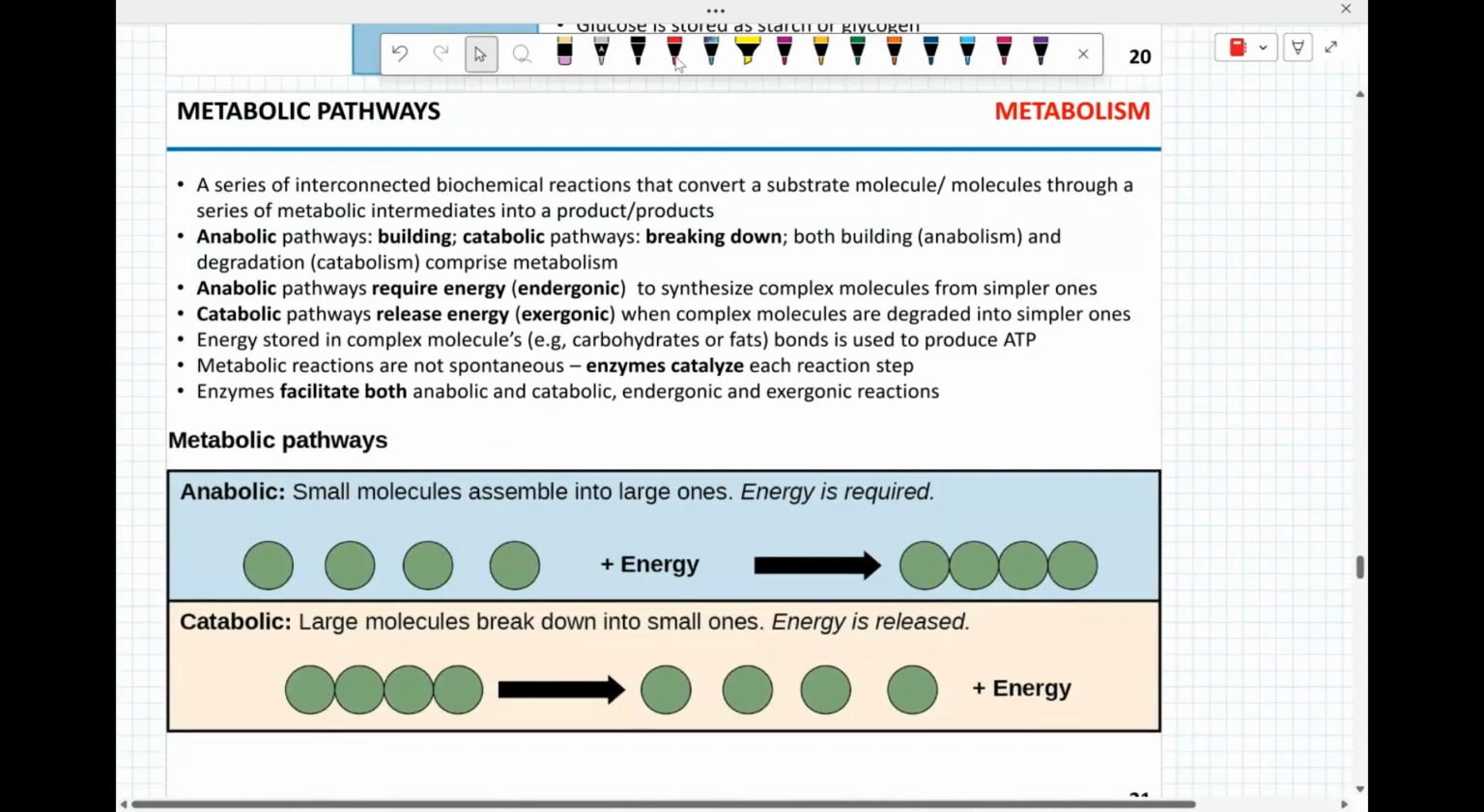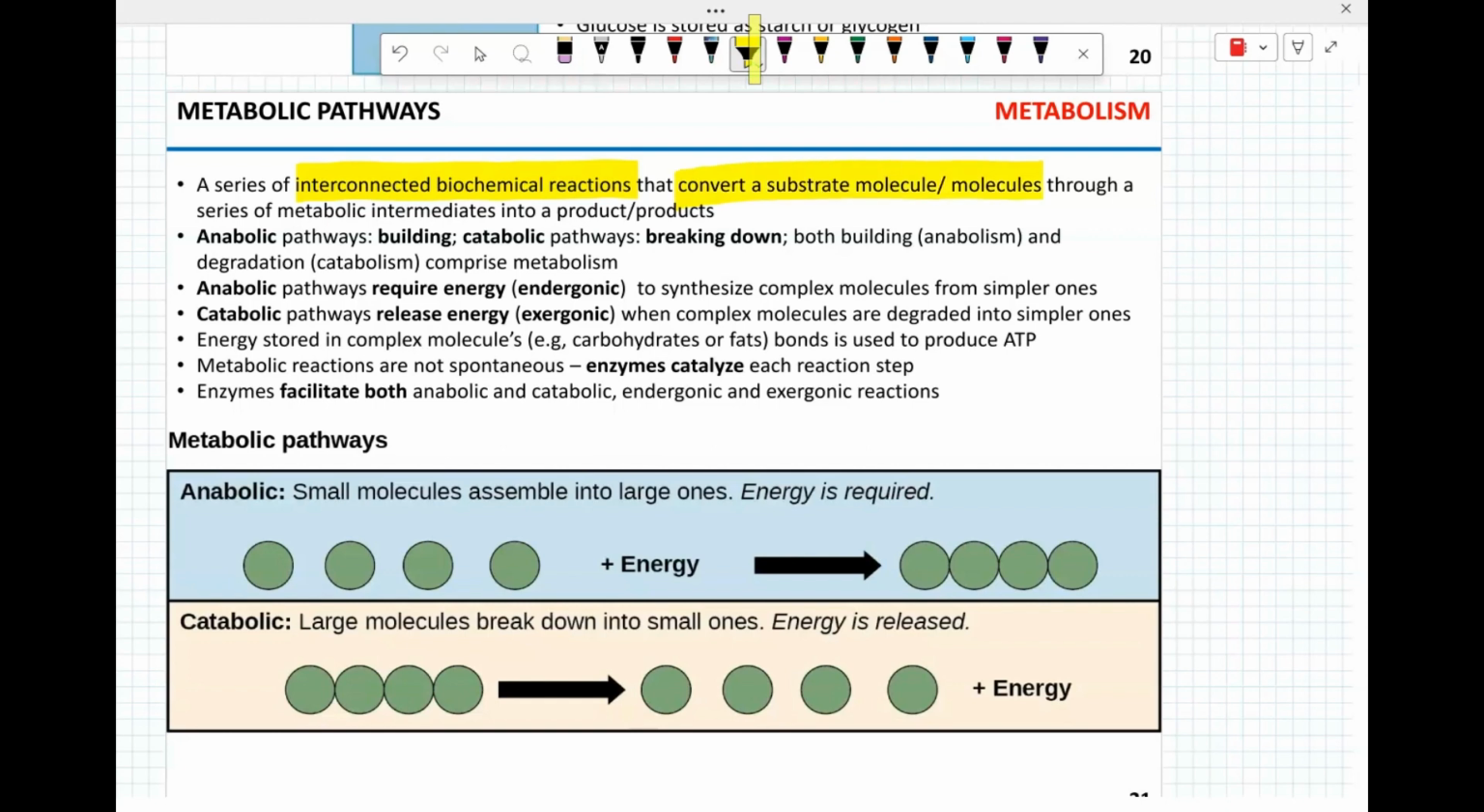All metabolism in the cell can be described as a series of metabolic pathways. These metabolic pathways contain a bunch of biochemical reactions that are connected to each other. And essentially the goal of those reactions is to convert some kind of substrate molecule into a product.